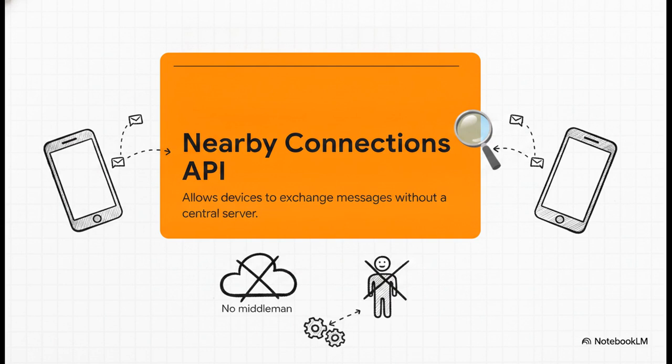The absolute heart of this whole networking phase is the Nearby Connections API. This is the magic that allows two distinct Android devices to discover each other and swap messages without ever touching a central server. No cloud, no middleman. It aligns perfectly with John's driving theme of true self-reliance. Just like his build system doesn't need an external IDE, his chat app won't need an external server.